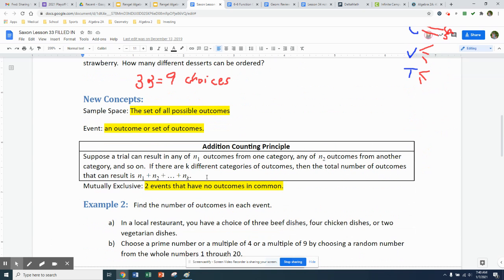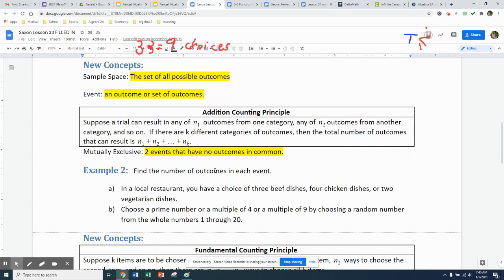Heading down into example 2 here, sample space. So a sample space in probability is the possibility of all outcomes. So it's a set of all possible outcomes. So I'm going to go back to that lottery example. The sample space of the lottery is 292 million. There's 292 million different outcomes that could happen from those 6 numbers in the Powerball jackpot.